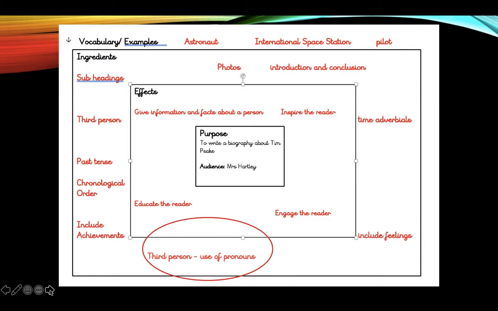We looked at the ingredients, what things we need to include in our biography to make it successful. So photos, introduction, conclusion, time adverbials, third person, past tense, chronological order, including achievements and feelings, but also the use of pronouns. And we looked at the vocabulary we might include, or quotes: astronaut, International Space Station and pilot. Because one of the ingredients is the use of pronouns, that's what we're going to look at today.